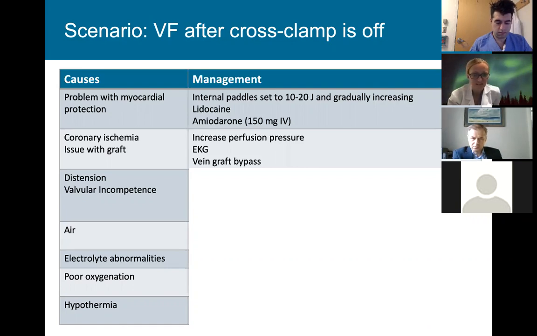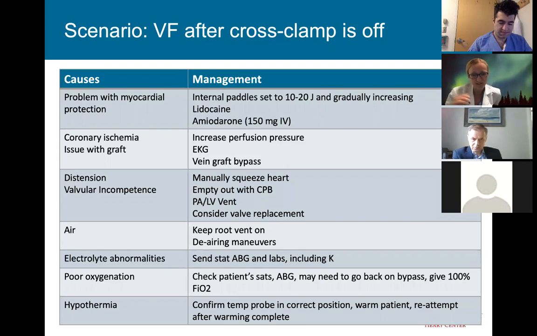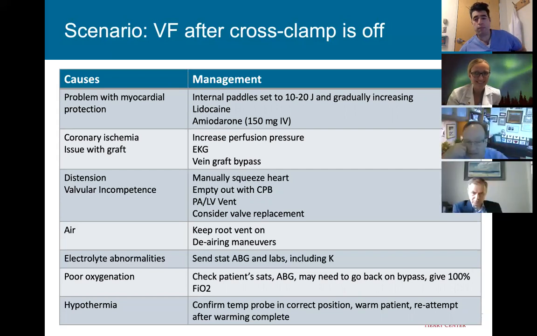Yeah, exactly. So it's a common item, and I've listed it here. You want to use your internal paddles, set them to 10 to 20. Lidocaine and amio can all be adjuncts to use. And if you have other reasons, as shown here, you can correct all of these. That's why we have some of the checklist items, including checking your electrolytes, checking your temperature, making sure you've aired. Yes? One of the causes of this is just hypotension. A lot of times you've just taken off the cross clamp, the pressure's 40, and it fibrillates.